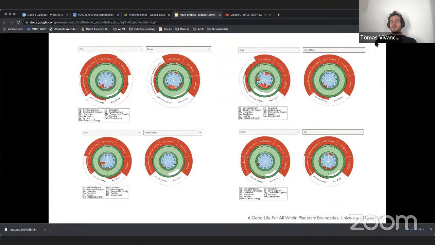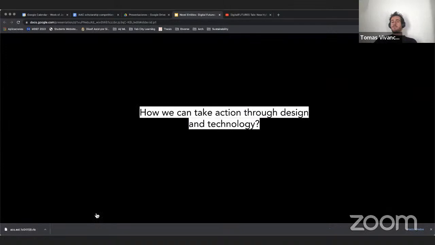of new technologies in order to redesign and rethink the way we are producing. So how can we take action through design and also through technology?